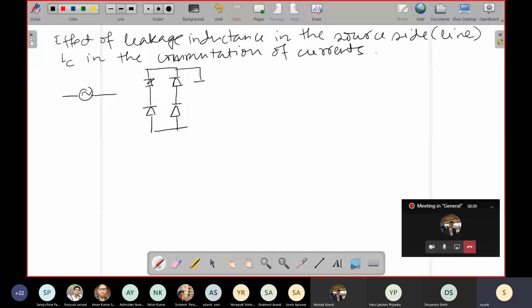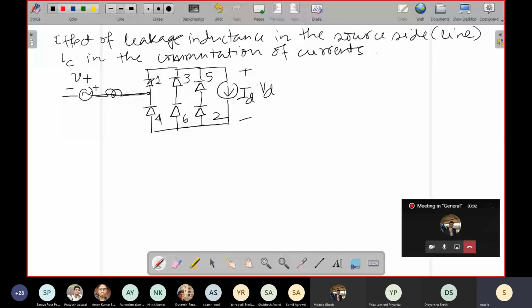Let us draw the bridge first. Assume that the load is again a constant current source ID, and its voltage is VD. Voltage across this is VD, right? And these are the thyristors 1, 3, 5, 4, 6, and 2, and these are the supplies. Now we are putting an inductance in the source side. This is the basic supply, let us call it VAN, and this is LC. This current is IA, right?